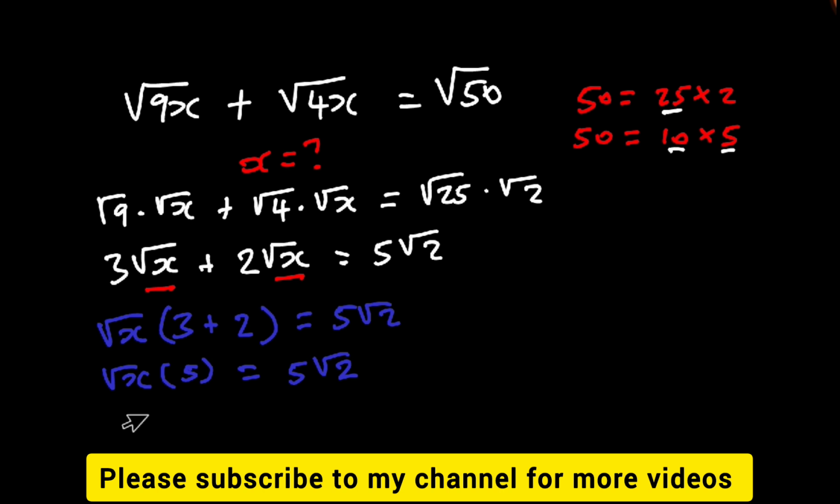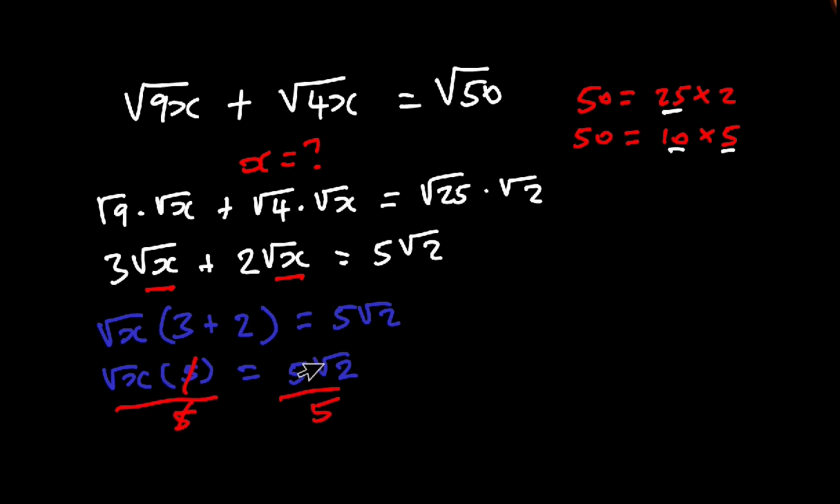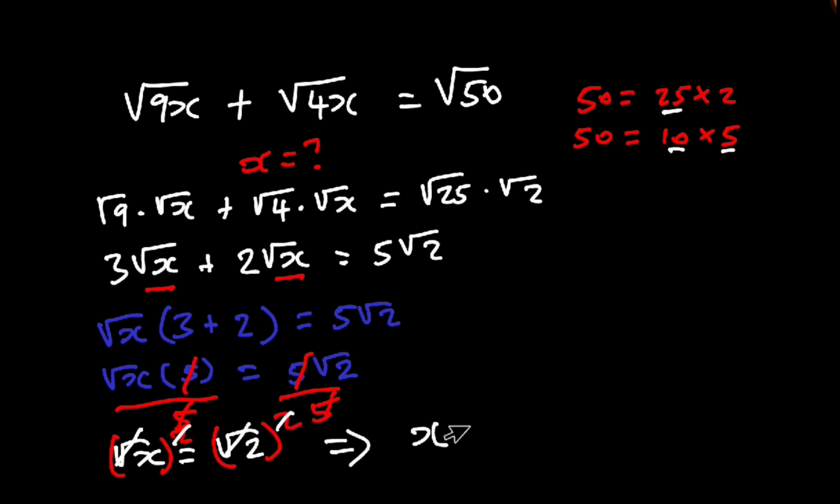So let's divide both sides by 5. The 5s will cancel out. We'll be left with √x equals √2. Now let's raise both sides to the power of 2 to get rid of the square roots. So this square root will cancel this square, and this square root will cancel this square, and then it implies that x is equal to 2. And this is the final answer for this question.